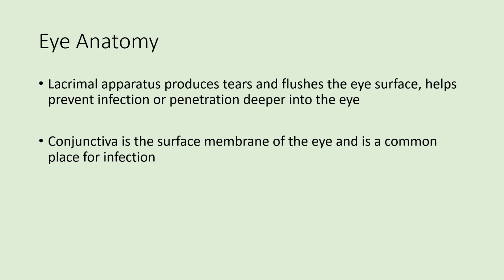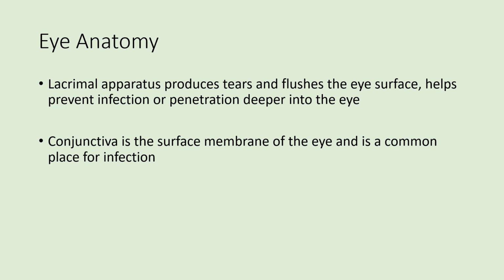Simple review of the eye anatomy. The lacrimal apparatus involves the lacrimal gland, which actually produces the tears and is above the eye, on the outer portion. Every time you blink, the tears being produced flush across the surface of the eye. It helps to lubricate the eye and to prevent infection. You do not want anything to enter through the pupil and go deeper into the eye.